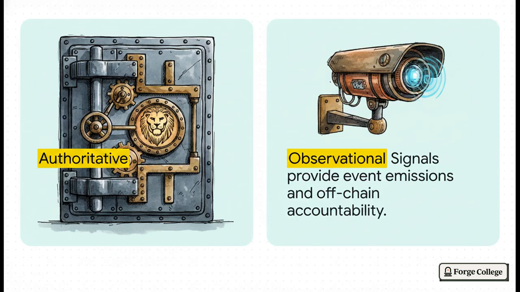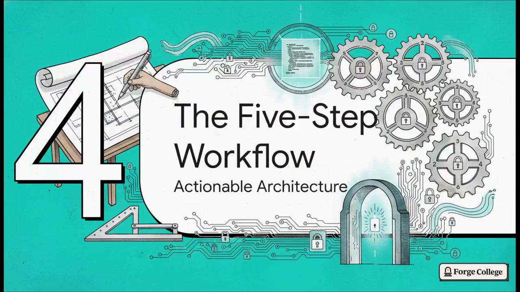its tracks. On the right side, we have observational signals. These are your security cameras. They handle event emissions and provide all that crucial off-chain monitoring and accountability. You absolutely need the muscle to stop the immediate threat, but you also need the cameras to monitor the overall health of the system.